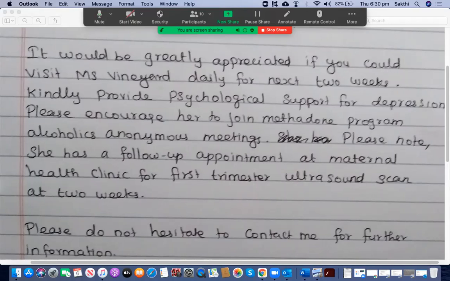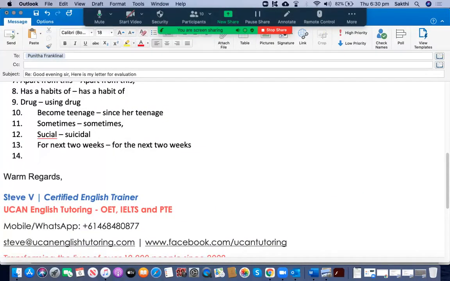But there is no grammar mistake here. Can you tell me once more, sir? So it's like providing. Okay, let me write it down. Providing psychological... so I'm going to add also before that. Sorry, I shouldn't use a capital letter. Also providing psychological support for her depression and encouraging her to join.